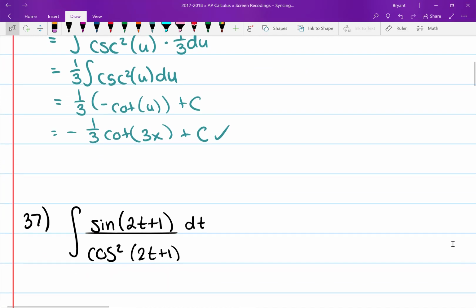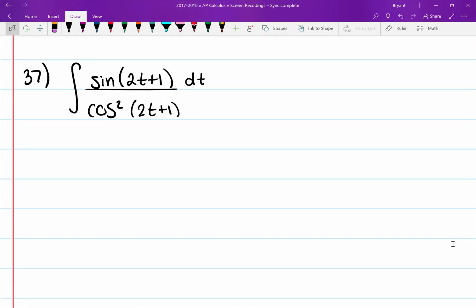Alright, moving on to number 37. In number 37, we're going to look at the integral of sine of 2t plus 1 divided by cosine squared of 2t plus 1 dt. So right away, this looks like an absolute nightmare. Now normally, I tell you to u sub all of this. But the problem with only u subbing that, it's not going to get rid of the sine or the cosines.